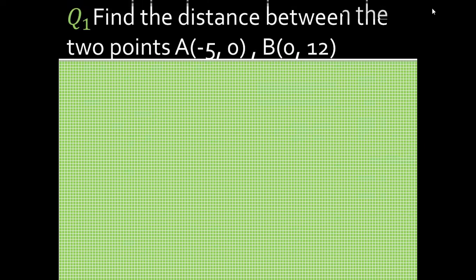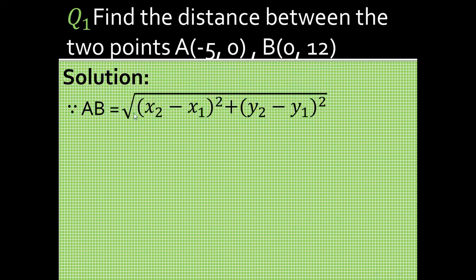Find the distance between the 2 points A equals (negative 5, 0) and B equals (0, 12). Then AB equals root of bracket power 2 plus bracket power 2. Keep it as bracket power 2 plus bracket power 2: the difference between x's, the difference between y's. Consider A as (x1, y1) and B as (x2, y2), or vice versa, as you like.